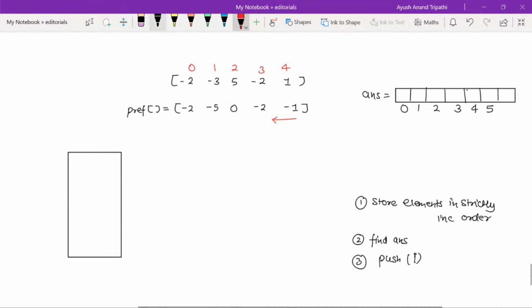So what I will do, I will update the answer for I plus 1, for index plus 1, with 0 if the stack is empty. So for this 5, the answer will be equal to 0. Currently I'm not updating the answer for index 4. I am updating the answer for index I plus 1, or more formally you can say x plus 1, and then we'll push this in the stack.